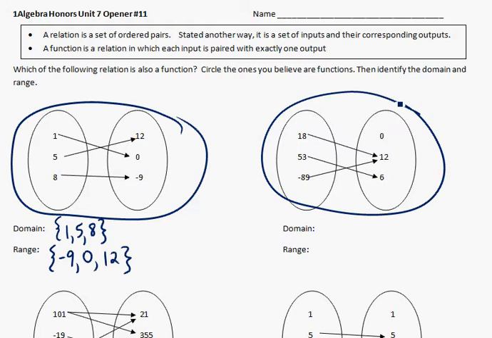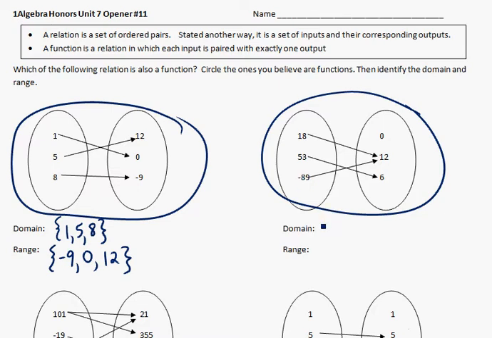You might be confused because you see that 2 of the inputs actually correspond with the same output. They correspond with 12. And that's okay, because the definition doesn't say anything about doubling up and corresponding to the same output. All it says is that each input is paired with exactly one output, and it's true. 18, 53, and -89 each only correspond with one output, so it is in fact a function.